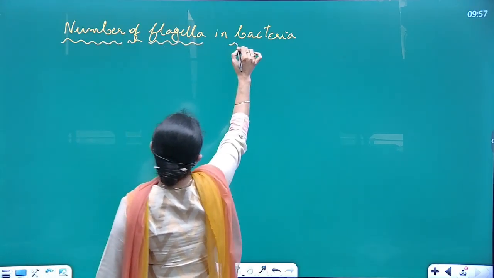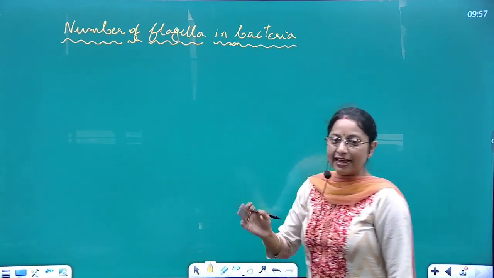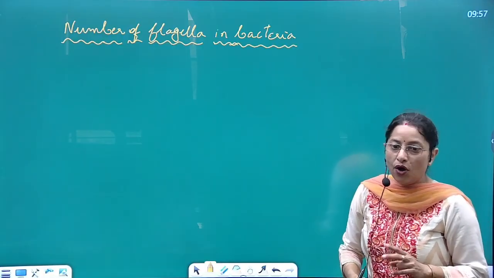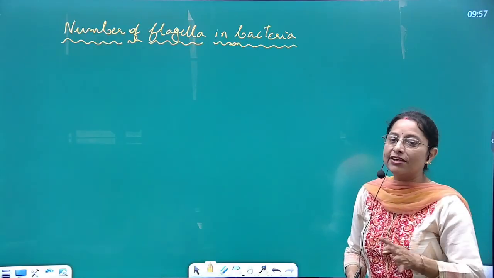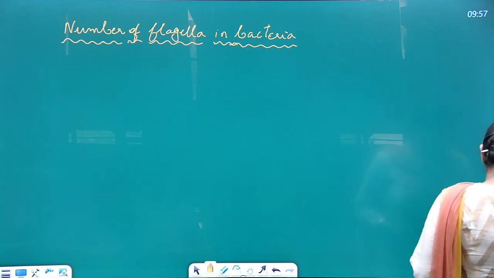So when we talk about classification of bacteria, you can classify bacteria under certain categories. First, on the basis of staining, we have seen there are 2 types of bacteria. On the basis of shapes, we have seen that there are 4 types of bacteria. Now, on the basis of flagella, we have around 6 types of bacteria.